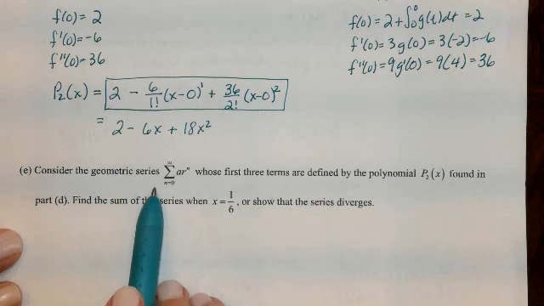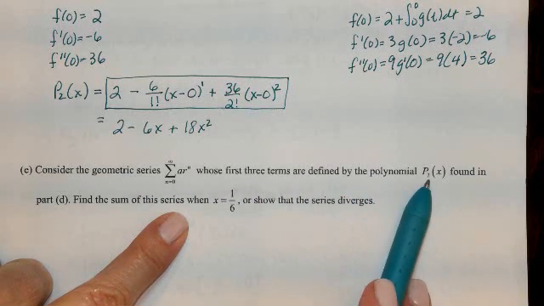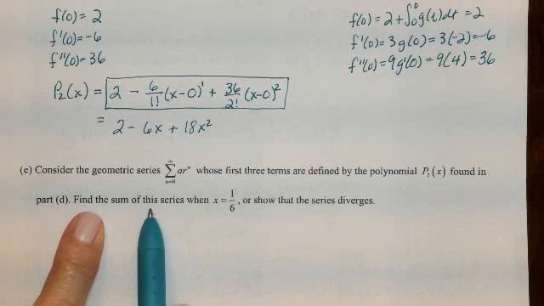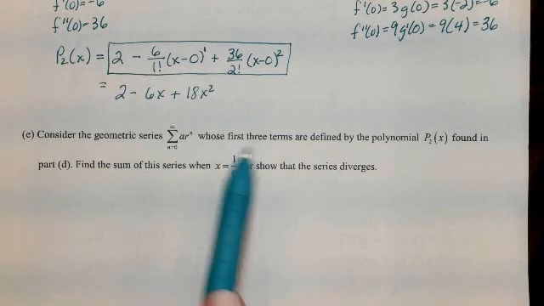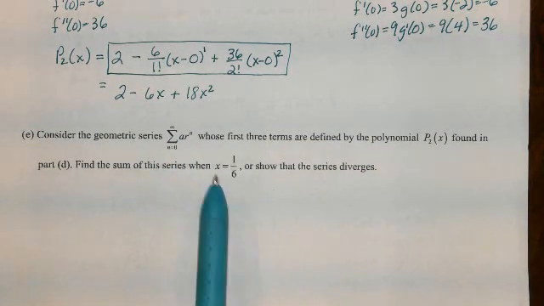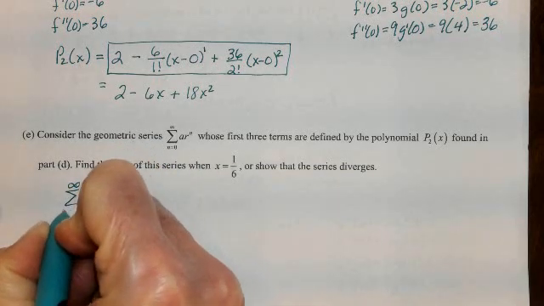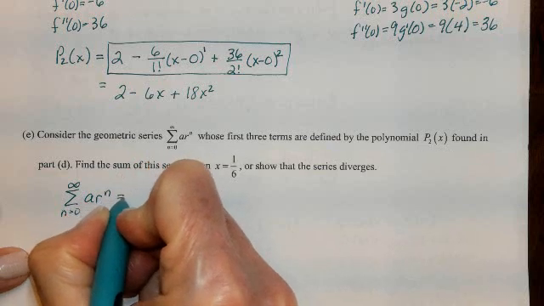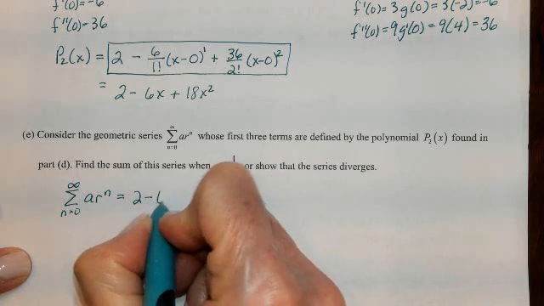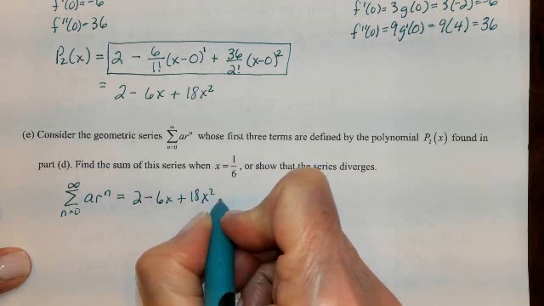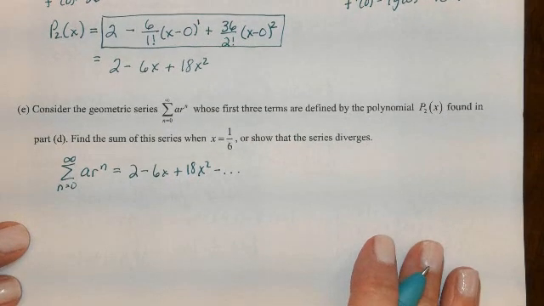Okay, consider this geometric series. This is a geometric series whose first 3 terms are defined by the polynomial p sub 2 of x, found in part D. Find the sum of this series when x is 1/6, or show that the series diverges. Well, this is geometric, so we know what will make it converge or diverge. It depends on the value of r. So let's write this out. It says that this series has first 3 terms of 2 minus 6x plus 18x squared, obviously alternating in sign. And so that is the series, okay?